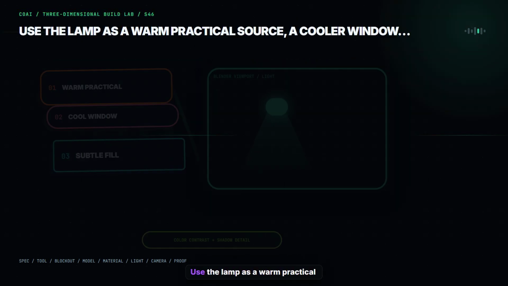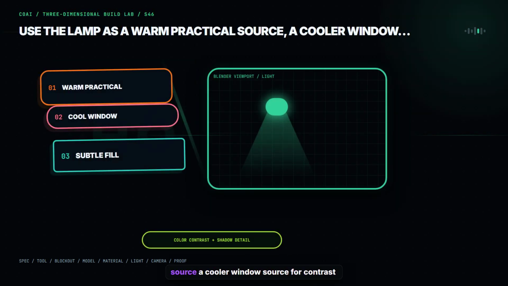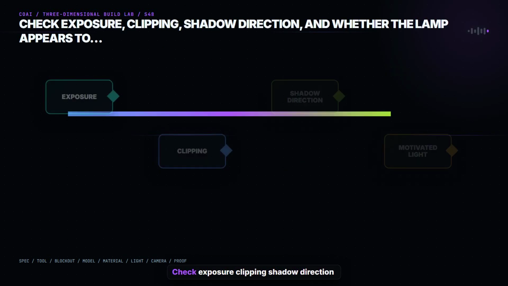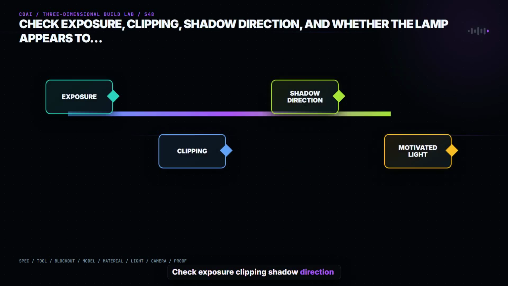Pass 4 is lighting. Use the lamp as a warm practical source, a cooler window source for contrast, and subtle fill to preserve readable shadows. Render a lighting-only preview. Check exposure, clipping, shadow direction, and whether the lamp appears to emit the light it motivates.